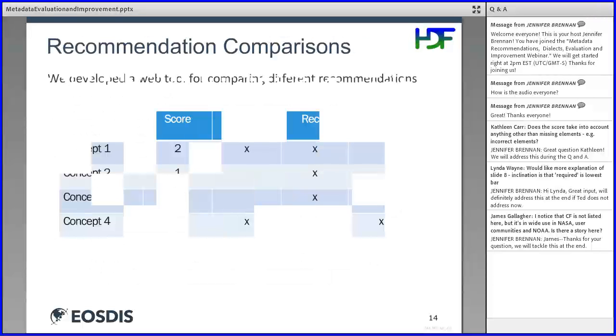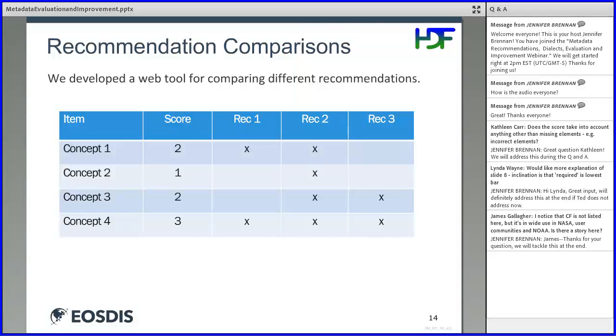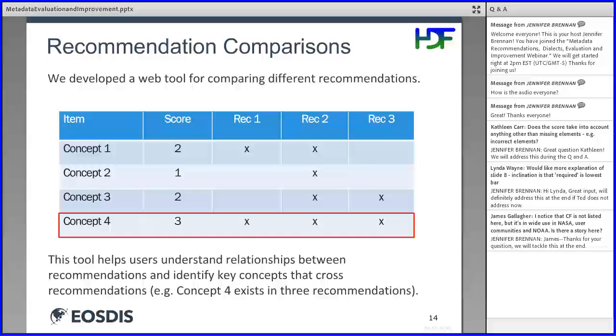Okay, so recommendation comparisons. This is one tool we have on the web. I think there's a URL in this graphic. In this case, for comparing recommendations, we have a list of all of the concepts that are included in three different recommendations. And then a very sophisticated technique: we count up the number of recommendations that a certain concept is in, and this helps us identify concepts that are important across a variety of recommendations or across a variety of communities.